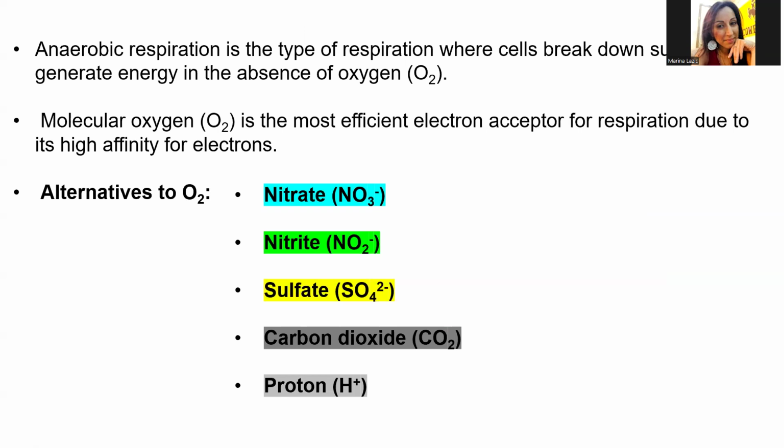So when we talked about anaerobic respiration, that means respiring something other than oxygen. Cells are breaking down sugars and generating energy in the absence of oxygen, and we talked about the tower of power, where oxygen is on the bottom, which means it has a very high, very positive redox potential, while you have other terminal electron acceptors that are listed here, and all of them I want you to know. NO3 minus, NO2 minus, nitrate, nitrite, sulfate, carbon dioxide, proton.